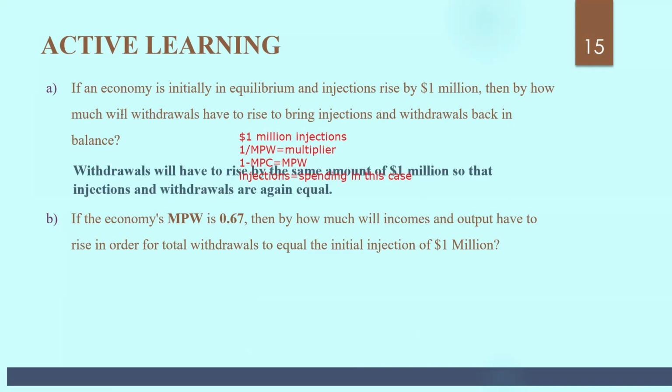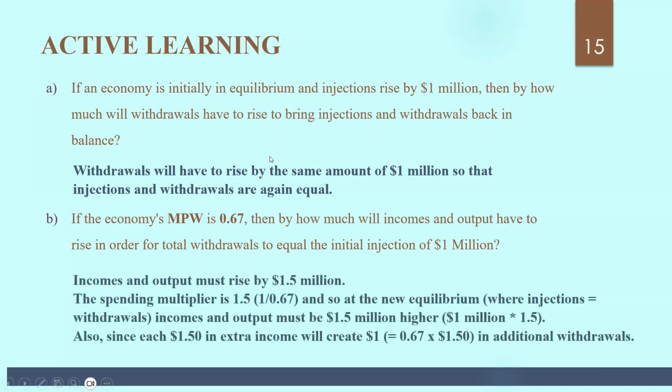So withdrawals will have to rise by the same amount of $1 million so that injections and withdrawals are once again equal. And then if the economy's MPW is 0.67, then by how much will incomes and output have to rise in order for total withdrawals to equal the initial injection of $1 million?